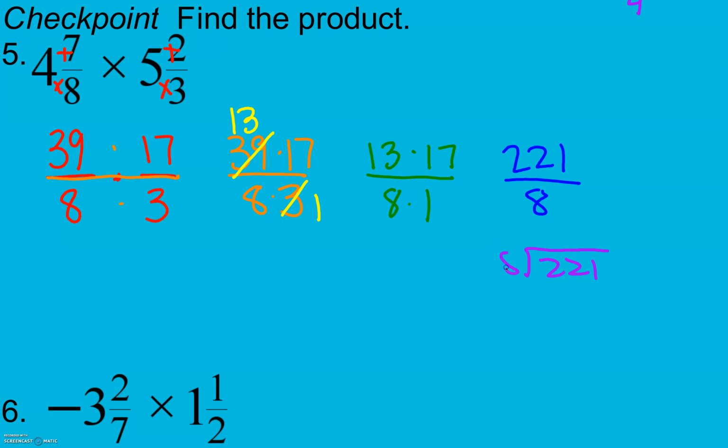221 divided by 8. 8 goes into 22 twice, which is 16. I subtract and get 6, drop down the 1. 8 goes into 61 7 times, which is 56. Subtract, and we get 5. So our answer then is going to be whole number 27, remainder is my numerator, over 8 my denominator.